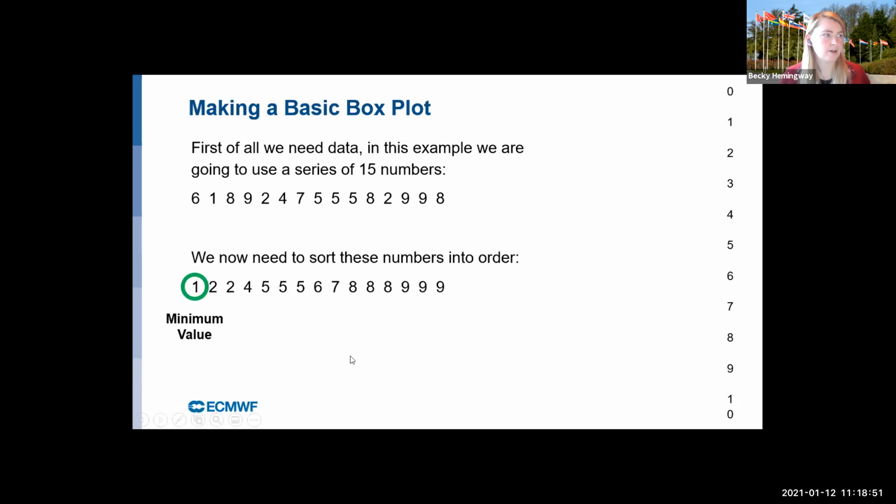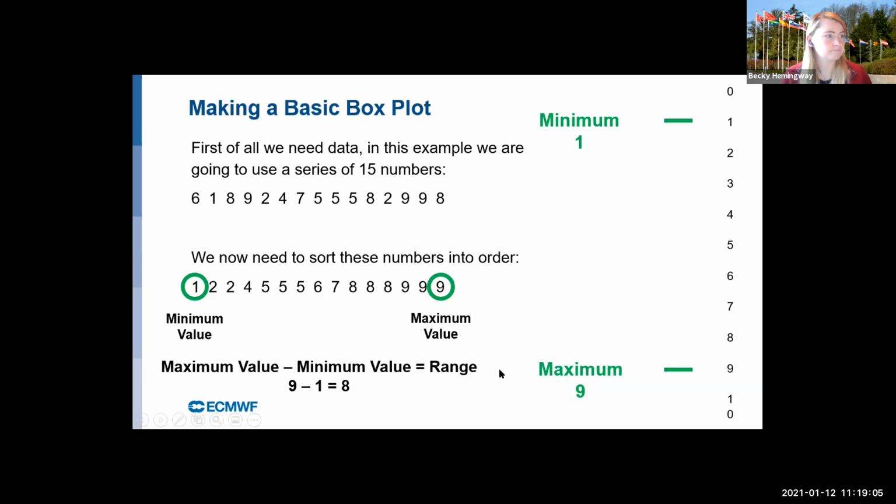So we've got our minimum value of 1. So we can draw a line on our box plot that shows our minimum. Our maximum value is 9. So we draw another line on our axis, and that shows where the maximum is. If you take the minimum away from the maximum, you get the range. So in this case, 9 minus 1 is 8. So we have a range in our values of 8.